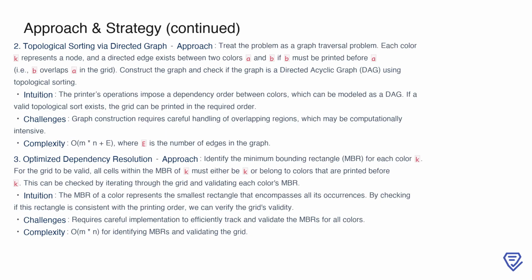The intuition here is that the printer's constraints impose a dependency order between colors, which can be represented as a graph. If a valid topological ordering exists, it confirms that the grid can be printed in the required sequence. However, constructing the graph can be tricky due to the need to carefully handle overlapping regions.